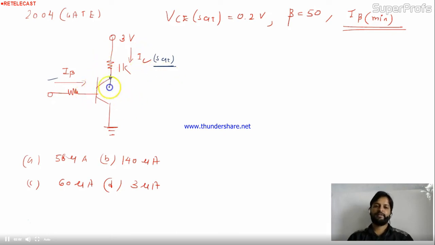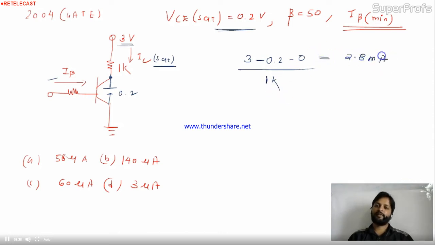Yes, we can find. Here we'll take VCE saturation 0.2 because this is mentioned in the question. So I'll start my journey from 3. I'll get 3 minus 0.2 and I'll get 0, this is the potential divided by 1K. So this is 2.8 milliampere. This is IC saturation.